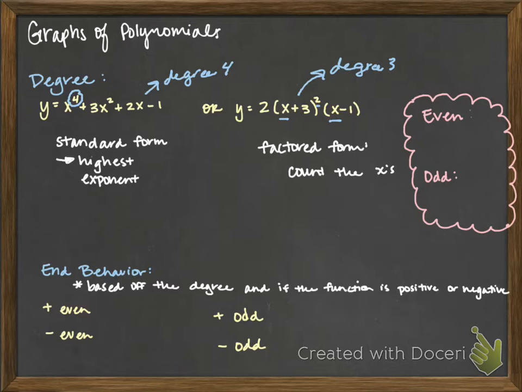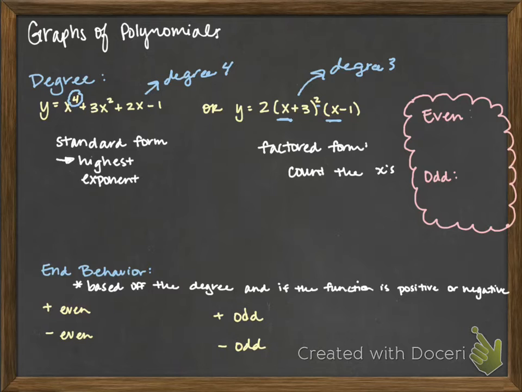And the reason why we count the x's when it's in factored form is if we were to actually multiply this all out, we would effectively have x times x from this x squared, which gives us x squared, times another x, which gives us that x cubed. And if we put it into standard form, that x cubed would be our highest exponent. So that is the two different ways to tell degrees depending on what form of the equation we have.